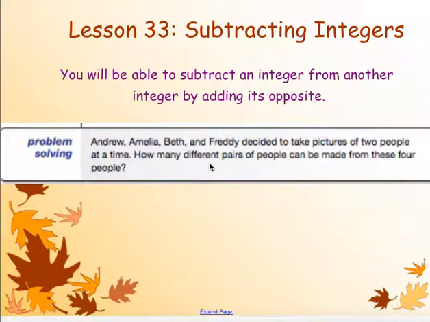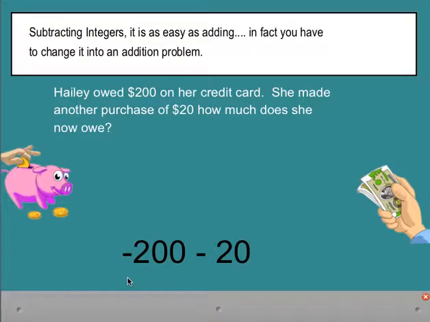Course 3, Lesson 33, we are looking at subtracting integers. But what we're really going to be doing is taking these subtraction problems and turning them into addition problems. So if we look at our first example, Haley owed $200 on her credit card, and she made another purchase for 20 bucks. How much does she now owe? Well, normally we would set this up and say we have negative 200, and then we're taking away another 20.